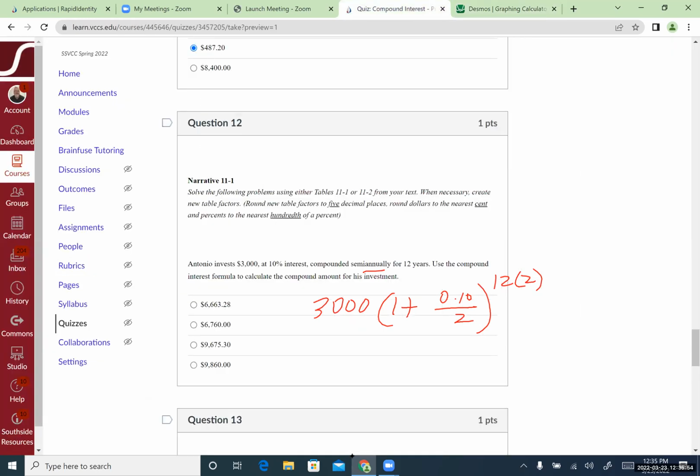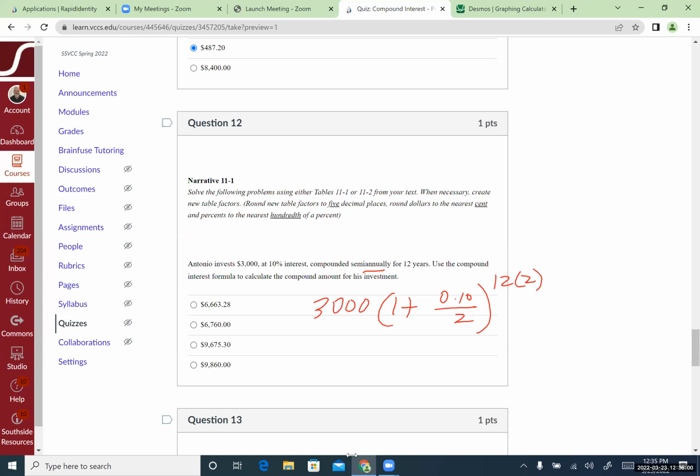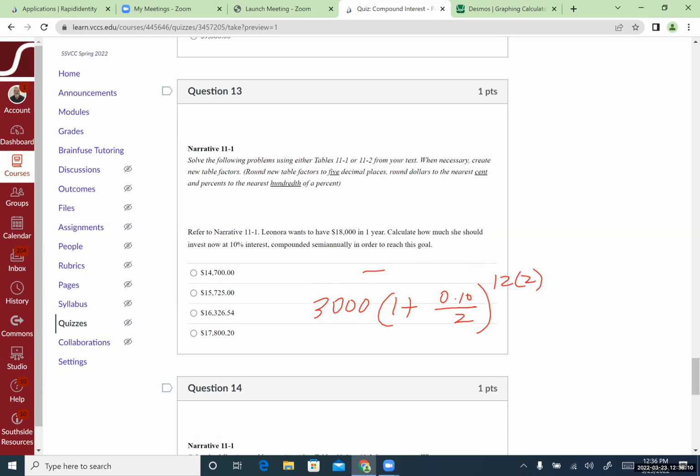No, they were asking for the compound amount. So that was the 96.75.30. There it is. That's when they're asking the compound amount, not just the interest. I got to pay attention to what I'm doing here.